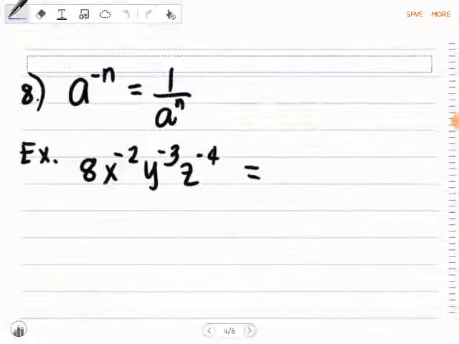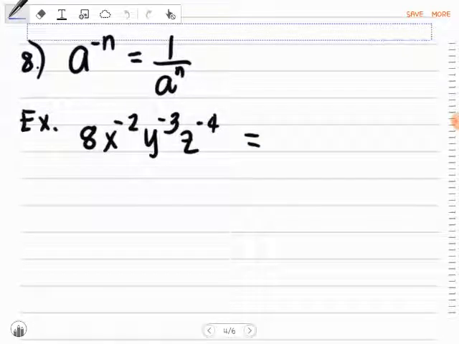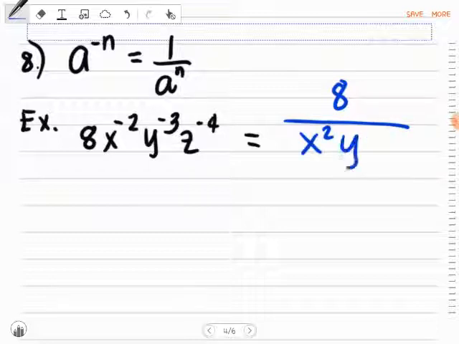Next, number 8. For the number 8 rule, we have a raised to negative n is equal to 1 over a raised to n. Ibig sabihin, kung ang exponent natin ay negative, kailangan mo siyang ibaba para maging positive. Kung nasa baba siya, kailangan mo siyang itaas para maging positive. So, magbibigay tayo ng dalawang examples diyan. So, for this one, matitira lang yung 8 sa taas. And then, ibababa natin lahat dahil sila ay puro negative. Ayan. So, this is our answer.